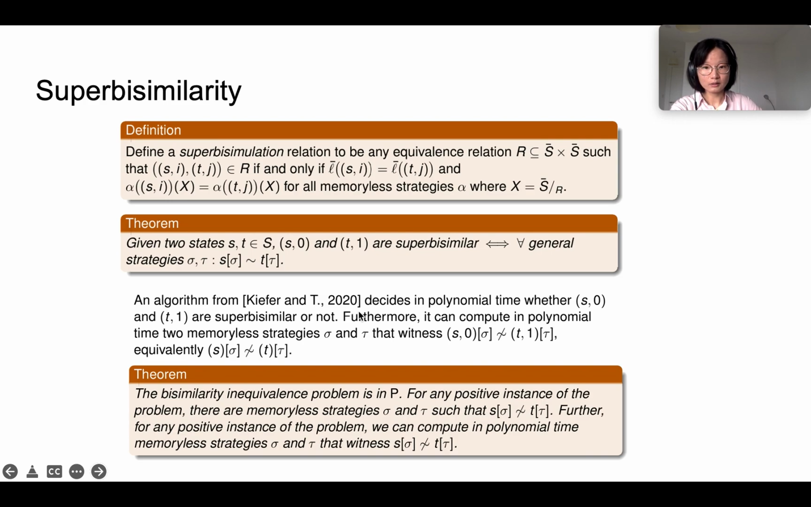And in our earlier paper, we actually have a polynomial algorithm to decide super bisimilarity. So we have that the bisimilarity inequivalence problem is in P. All we need to do is to create two copies of the MDP. Then we can invoke the polynomial procedure. And for any positive instance of the problem, we can compute in polynomial time two memoryless strategies, sigma and tau, that witness S and T are not probabilistic bisimilar.